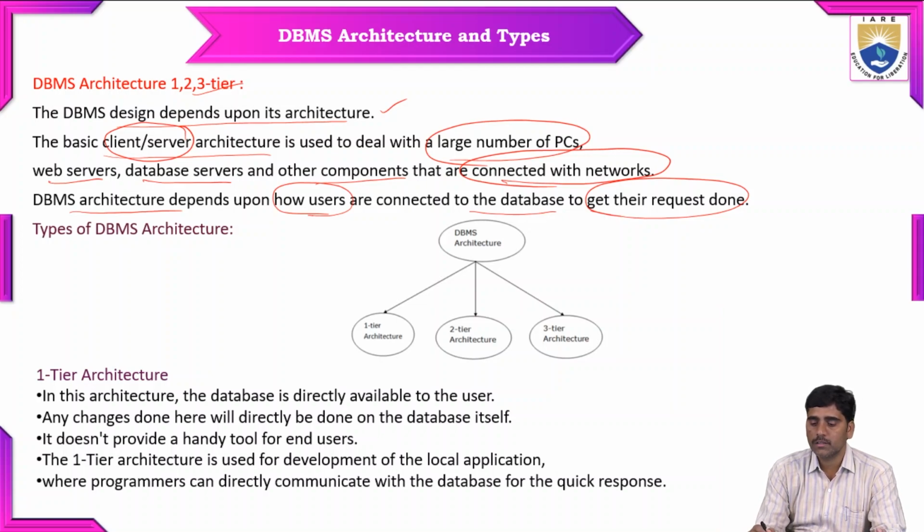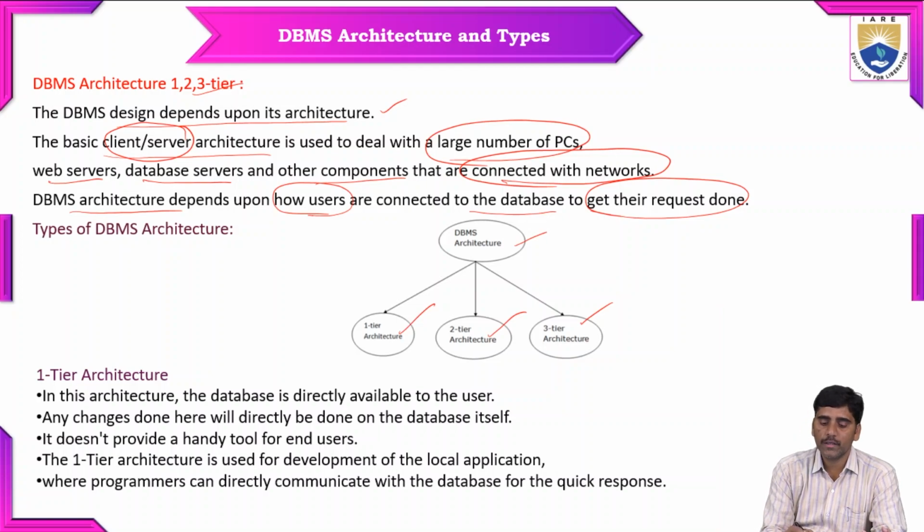And here are the DBMS architecture types: one-tier architecture, two-tier architecture, and three-tier architecture. So what does a one-tier architecture contain, what does a two-tier architecture contain, and what does a three-tier architecture contain?